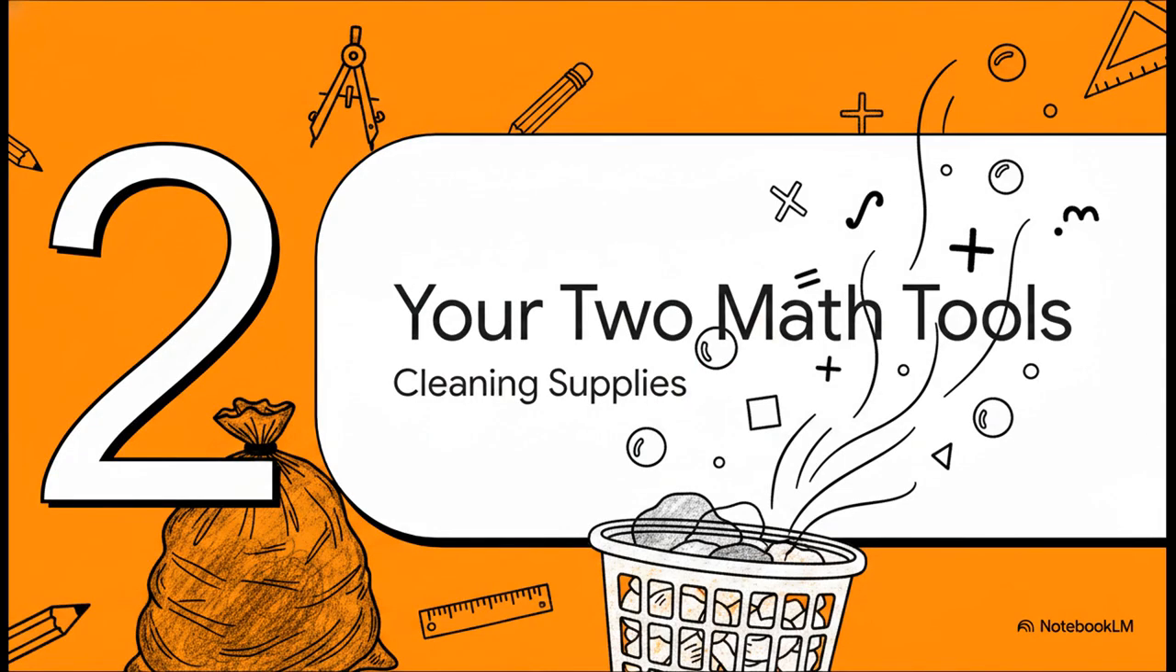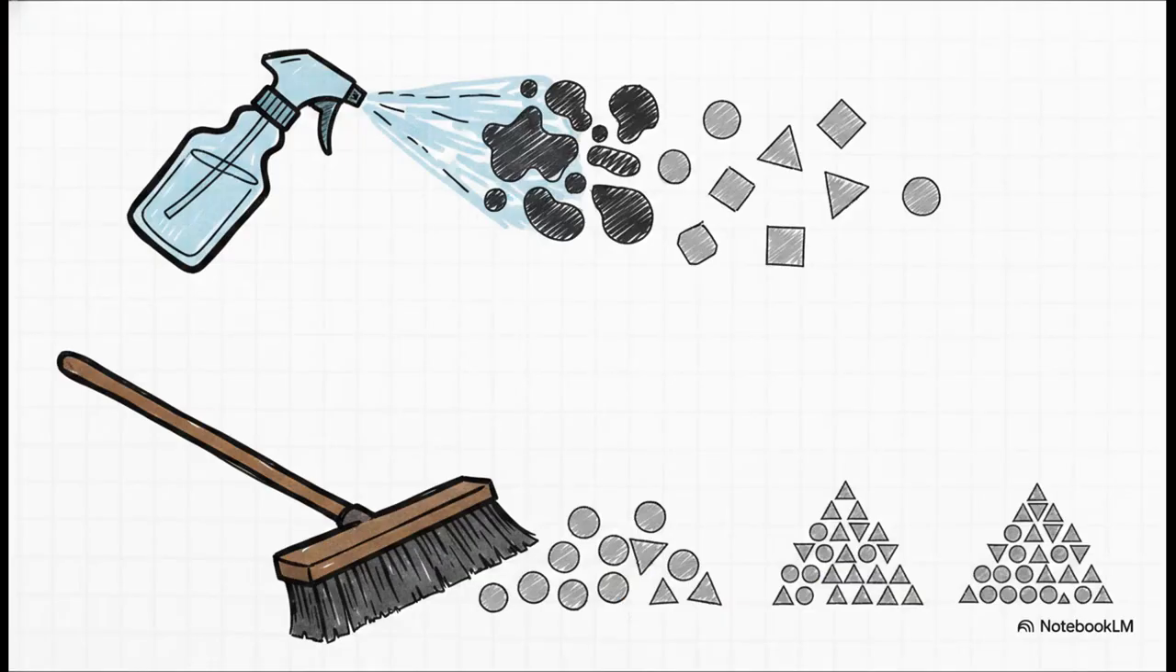Let's move right along to Section 2, your two math tools. So, how exactly do we clean up this mathematical room? Well, just like you'd need a trash bag and a laundry basket to clean your bedroom, you need specific tools to clean up a multi-step equation. And honestly, the best part? You already know how to use these. Here are the two main cleaning supplies we're going to rely on.